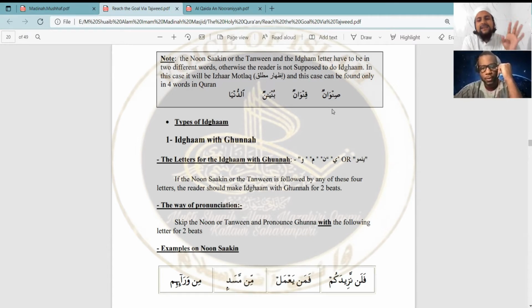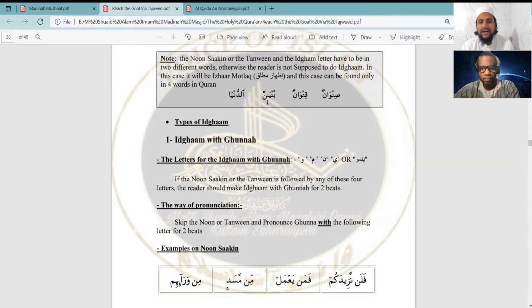Okay, this is clear. In this case, you are not supposed to do idgham. Suppose tanween or nun sakin is in the same word as the letter of yarmalun, so there will not be idgham. Like, just take the first one, sinwan: nun sakin followed by waw. There should be idgham there, but there is no idgham. It is sinwan. Okay, qinwan, same.